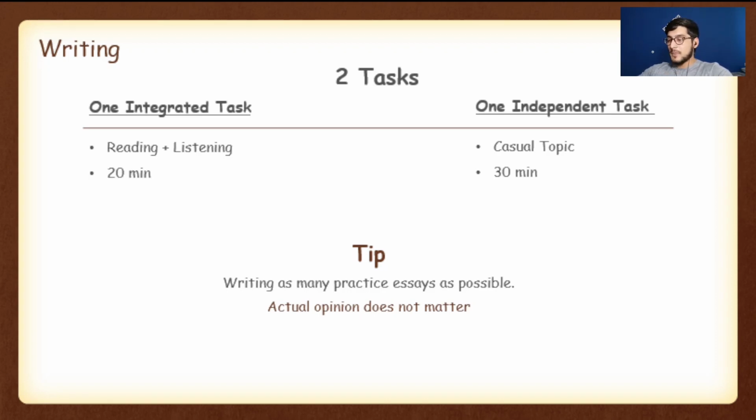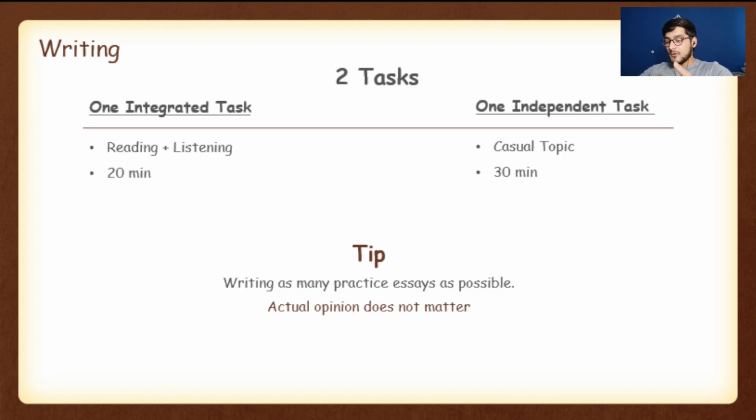Actual opinion does not matter. It means that whatever you're writing or which side you're taking, it's not important for them. What's important is how you develop an essay, how you give reasons and how you give examples, but it is not important which side you take.